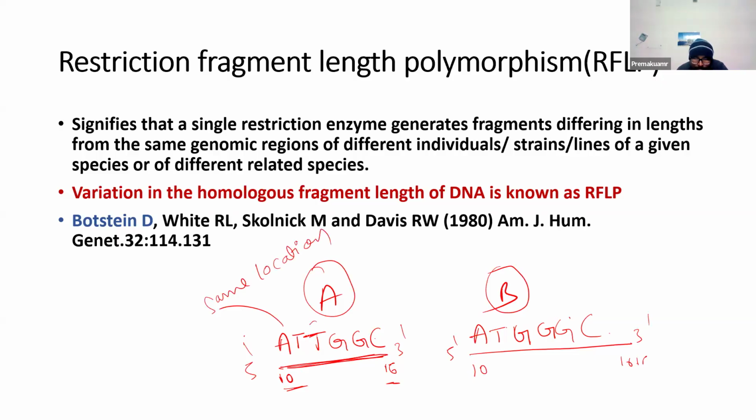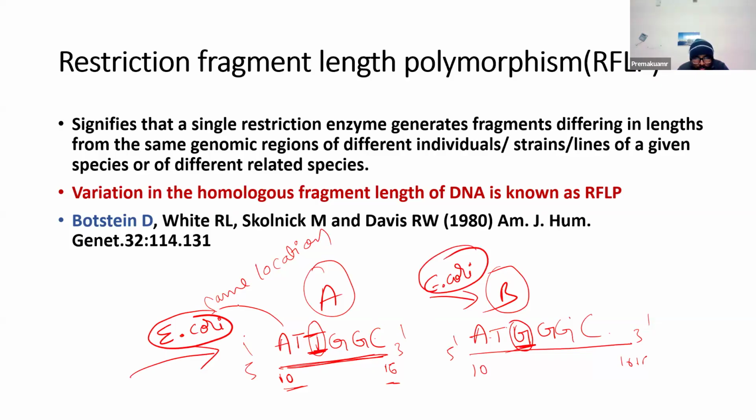But there is a point mutation in the restriction site. Instead of T, here G is there. Means if there is this type of point mutation, for example, you're treating these individuals with E. coli enzyme. It's one type of restriction enzyme. We will discuss what is this E. coli enzyme. E. coli can cut this particular DNA into two pieces because it finds its restriction sequence.